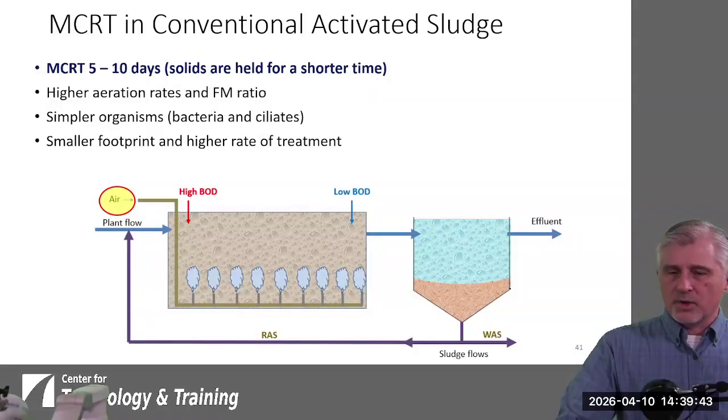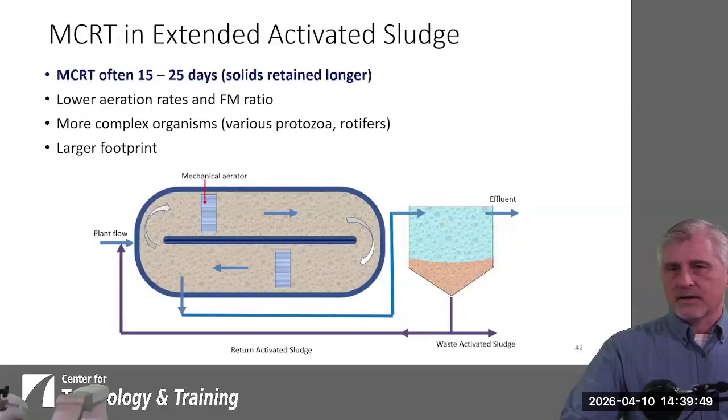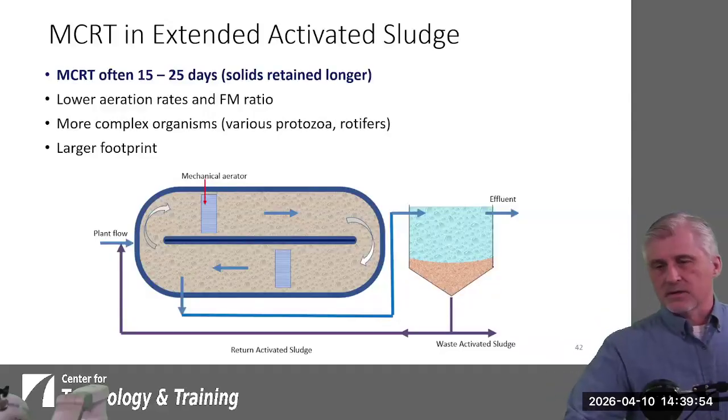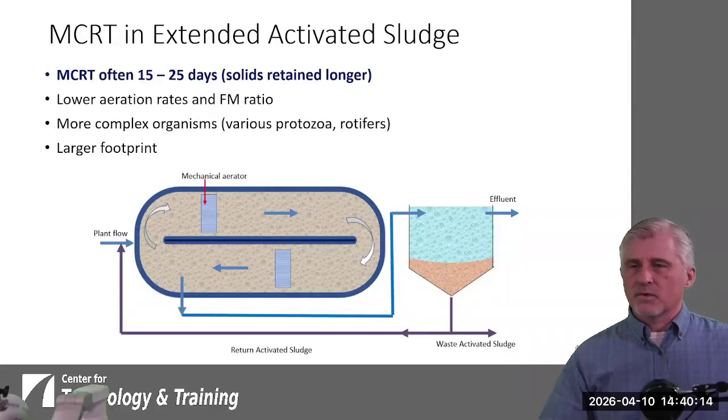Now that is in comparison to mean cell residence time in extended aeration activated sludge. In extended aeration, those residence times are closer to 15 to 25 days. So that means everything stays in our system longer in our treatment process. The aeration rates are lower, the F/M ratio is lower. And because of those extended times, we find more complex organisms, the protozoa and rotifers. And this type of treatment takes a much larger area, a larger footprint.